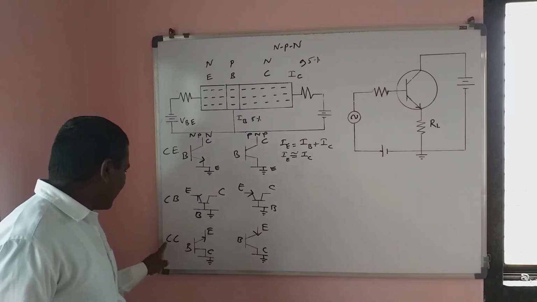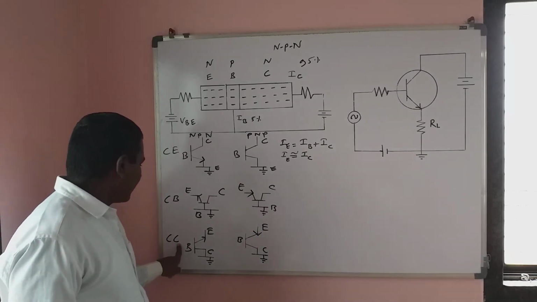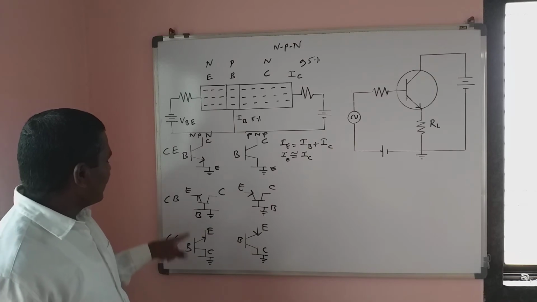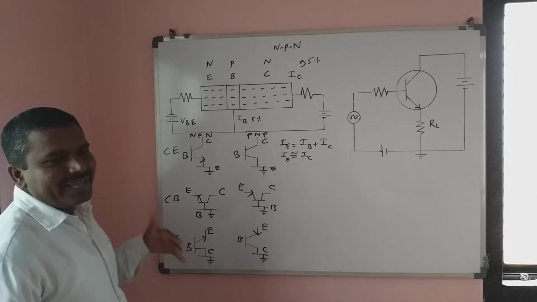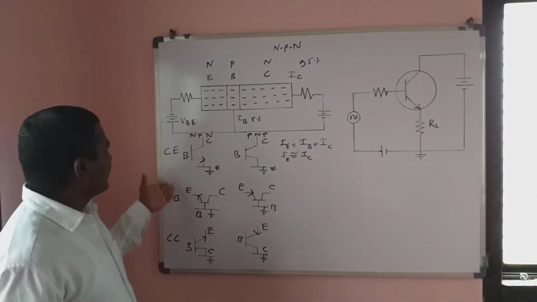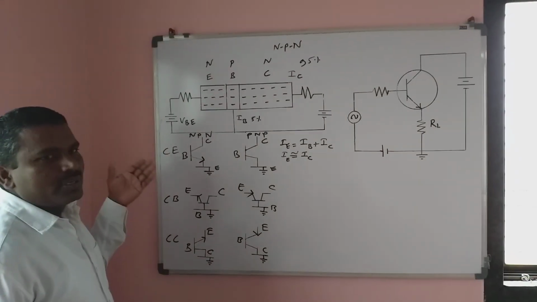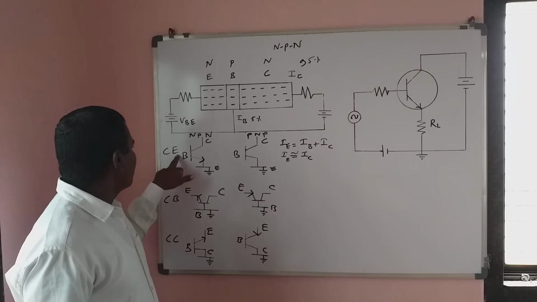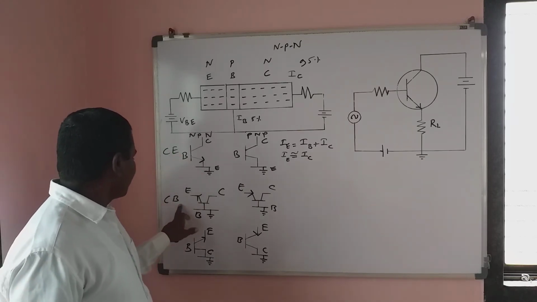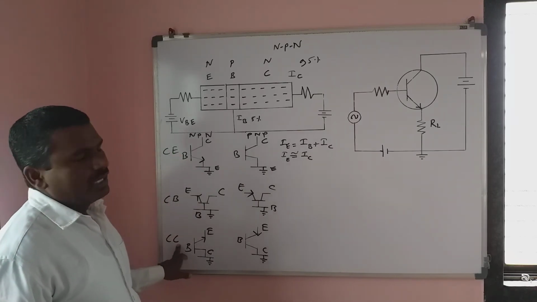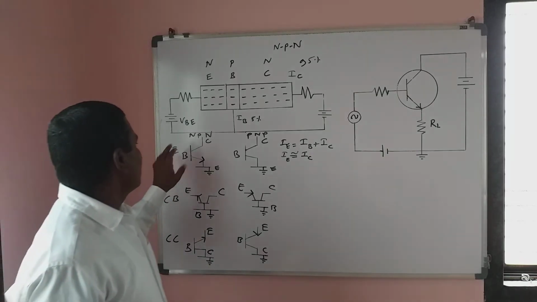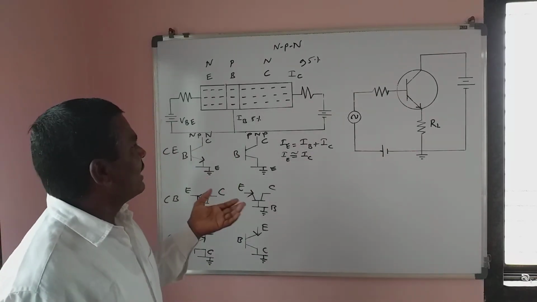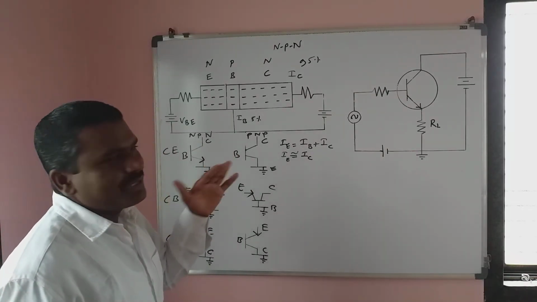If we consider the common collector configuration, the collector of the transistor is common to both input and output. In this way we can see the three different types of transistor configuration: common emitter configuration, common base configuration, and common collector configuration. Now the generally used one is the common emitter NPN transistor.